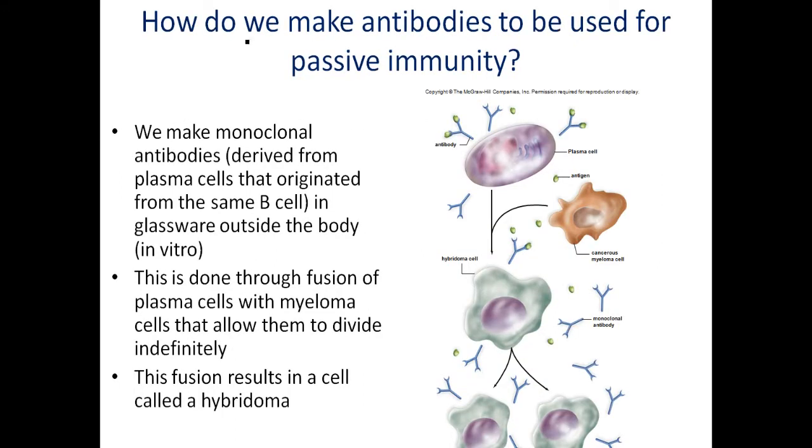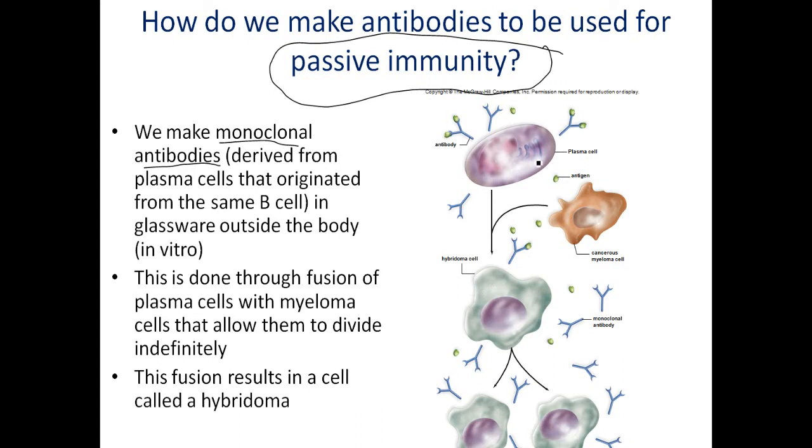Okay, now, how do we make antibodies? One way that we make antibodies, which is really cool for passive immunity, so we can inject them into someone, is called monoclonal antibodies. Monoclonal antibodies come from the plasma cells that originated from the same B cell. Okay, so we're going to do this in a petri dish, in like a test tube.